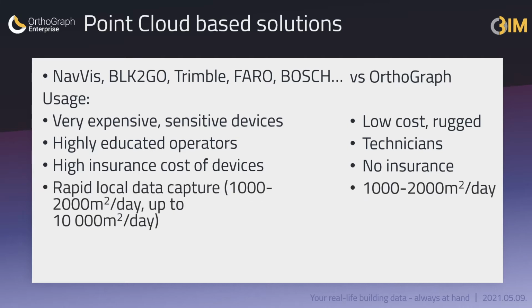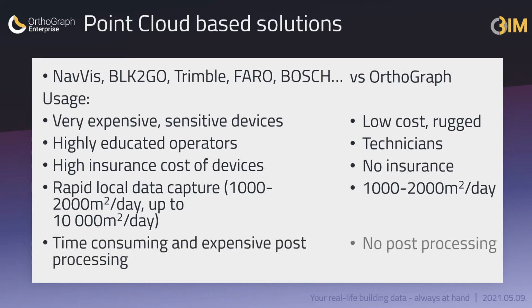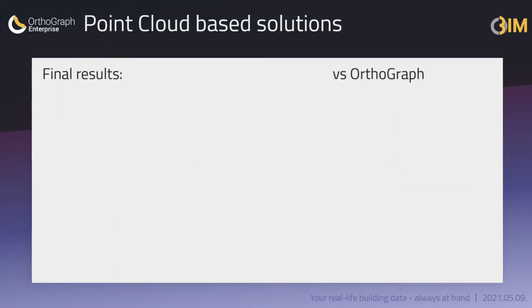The data capturing speed of good laser scanners is astonishing. Starting from 1-2,000 square meters per day, it can go up to even 10,000 square meters a day. Orthograph is also in this range, but at the lower end of it. The key difference between laser scanning and the need of operational BIM is that it needs processed data, surface information and floor plans. That's a time-consuming work with laser scan point clouds done by highly educated users, typically architects, in days or weeks of work.